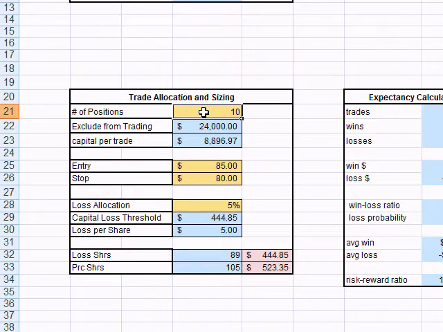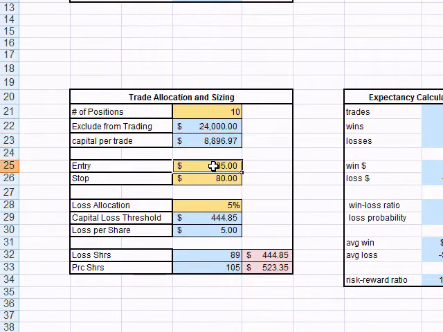This allocation and sizing is based on what my current capital is. I figure out how many positions I want to get into. I may exclude money for trading. So let's say I set aside a quarter of my trading for long-term trades. Maybe there's some dividend plays that I want to make out there, or write covered calls or that sort of thing. And then I take the remaining capital and divide it by 10. This is what I'll use to make a trade.